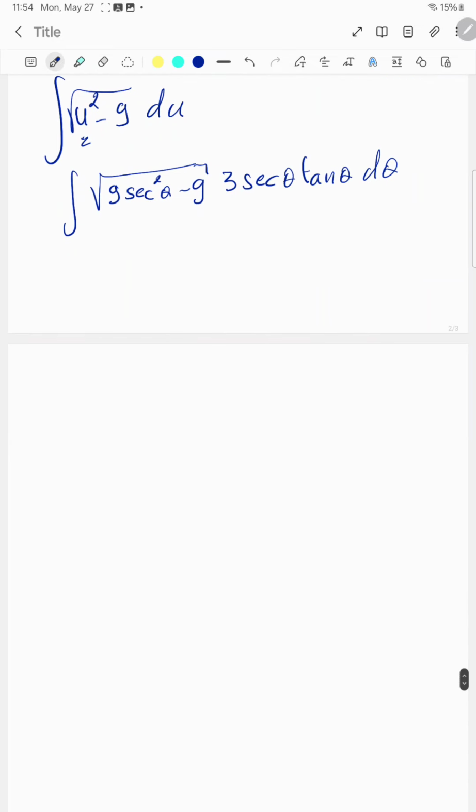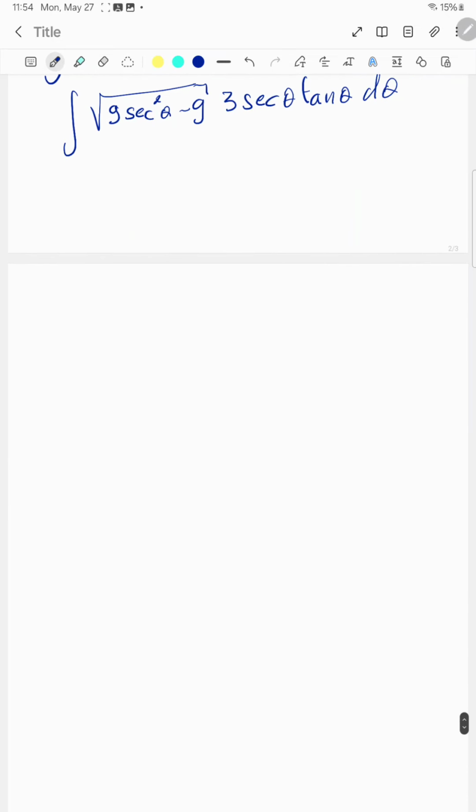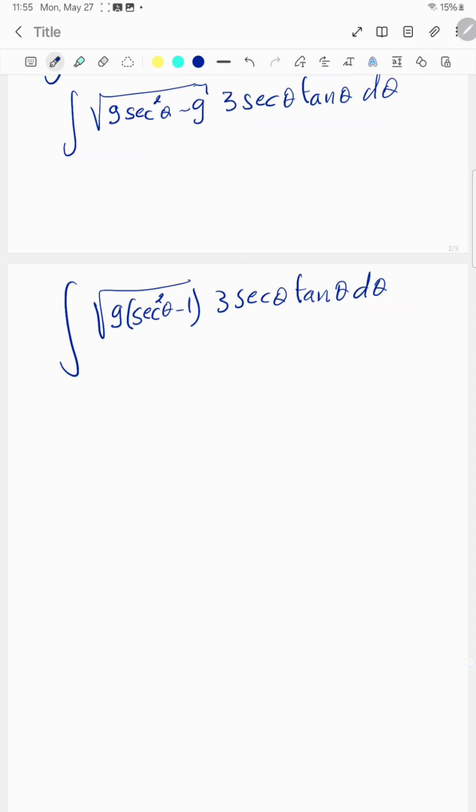Inside my square root, I can factor out 9. So my integral becomes, let's keep it like this, sec of theta, square root of sec square of theta minus 1, times 3 sec of theta tan of theta d theta. So the 9 can go outside my square root as 3, and I have 3 here, so 3 times 3 is 9.